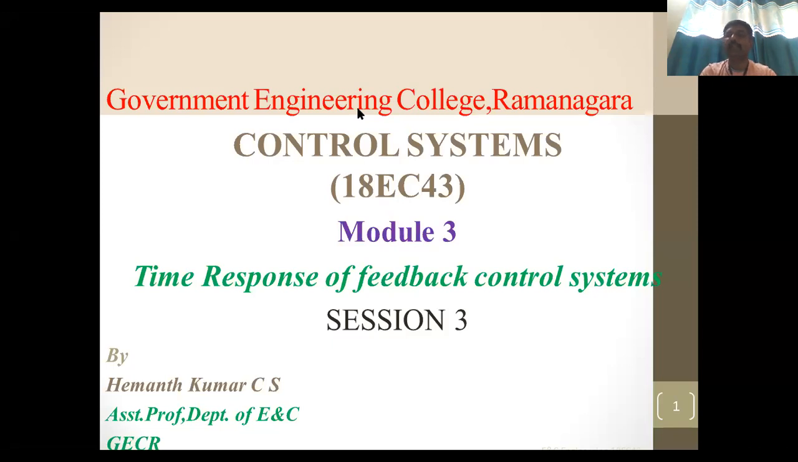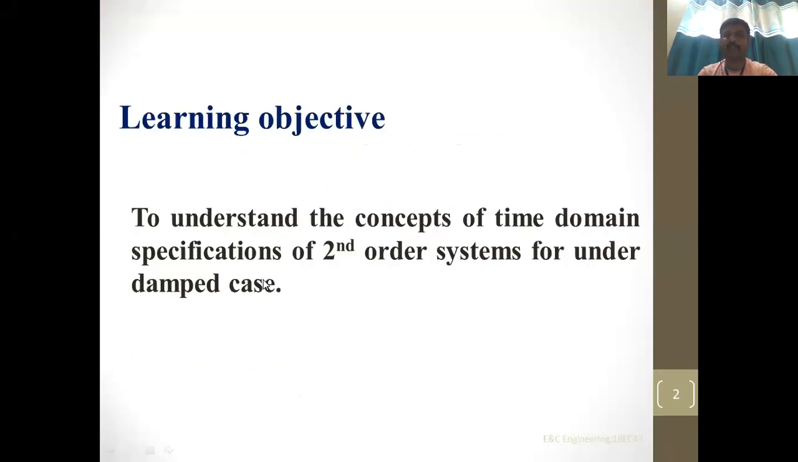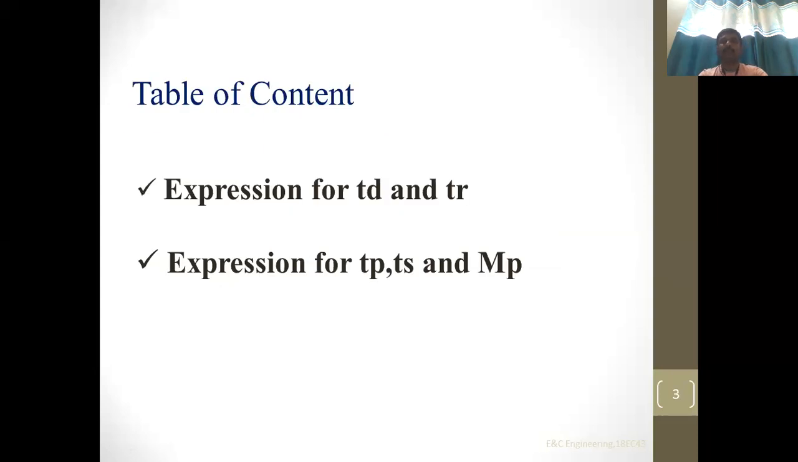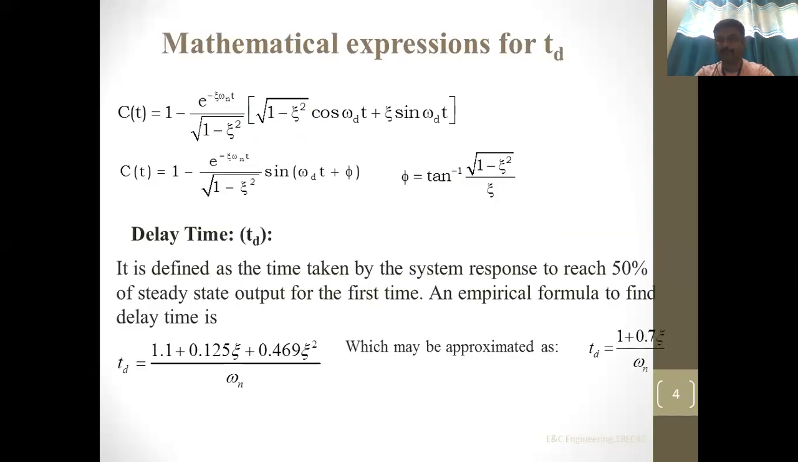Now with module 3, we will try to understand the time domain expressions for delay time, rise time, peak time, settling time, and maximum overshoot. How about this session 3, the learning objective? The learning objective is to understand the concepts of time domain specifications of second order system for the underdamped case. Now, how about the flow of content? Expression for Td and Tr, that is delay time and rise time, followed by peak time, settling time, and maximum overshoot.